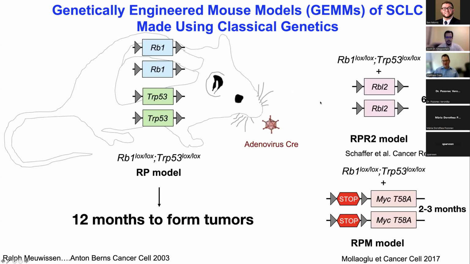So with the knowledge of this universal RB and P53 inactivation, and this is about 21 years ago now, Anton Berns's lab developed the RP model. This was published in 2003, and this is basically the first genetically engineered mouse model of small cell lung cancer, developed using conditional flox alleles against RB and P53. Adeno-Cre was introduced intratracheally into mice that harbored these flox alleles, RB and P53 got deleted, and they started to see tumors form.